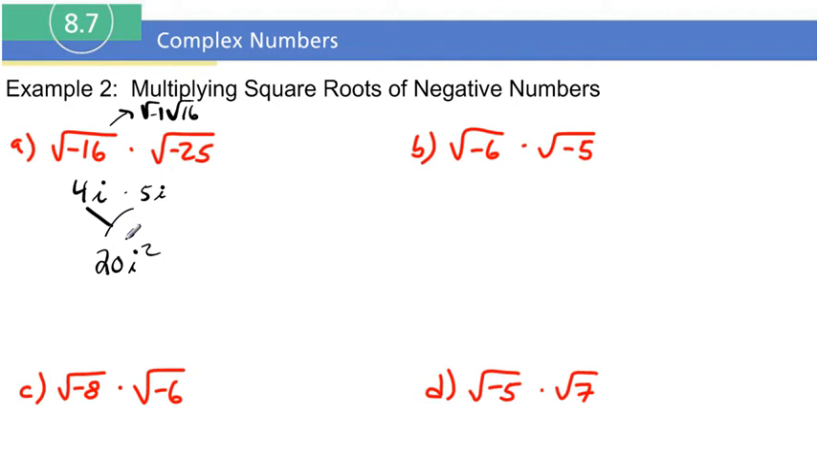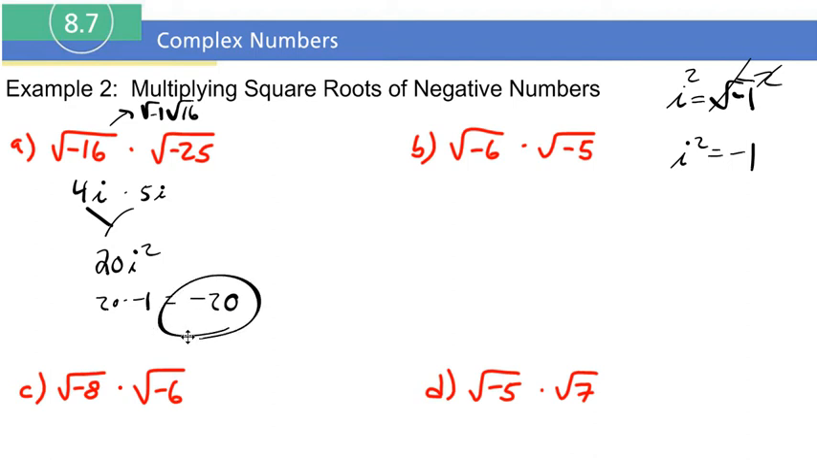But now we can actually simplify i squared. Let's go back to the definition of i. i was the square root of negative 1. If I want to know the equivalent of i squared, let's square both sides. If I square the left side and I square the right side, I have i squared equals, remember, if I square a square root, the root cancels with the power, and I'm left with just negative 1. So i squared is negative 1. I can replace the i squared with negative 1. So 20 times negative 1 is negative 20. That is the simplified answer.